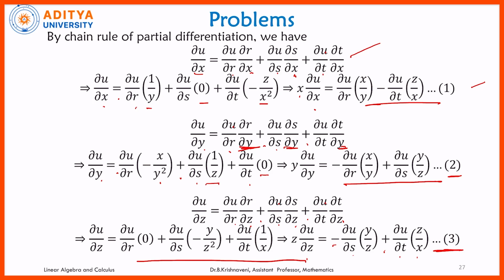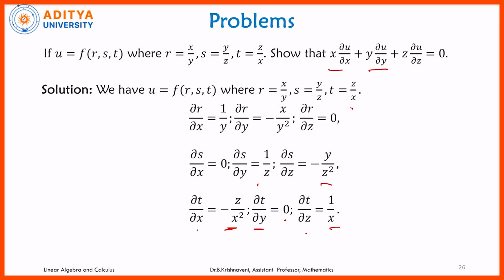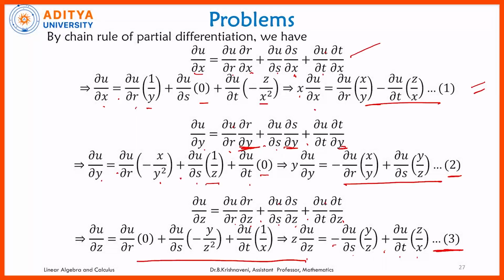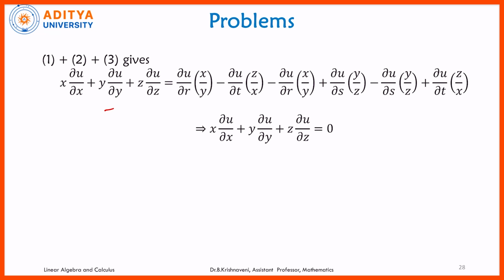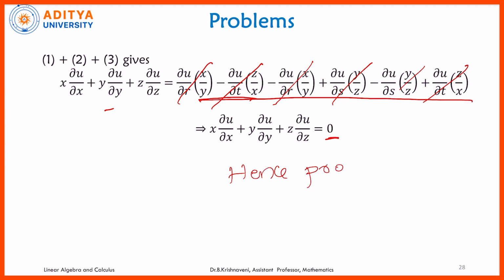Now, finally, what do we need to find? We need to add these 3 equations, which gives our given question. If we add these 3, we will get x dou u by dou x plus y dou u by dou y plus z dou u by dou z. And what will the RHS be? Adding all the terms and simplifying, these terms get cancelled, minus plus minus plus. You get the answer equal to 0. That is, we got x dou u by dou x plus y dou u by dou y plus z dou u by dou z is equal to 0.